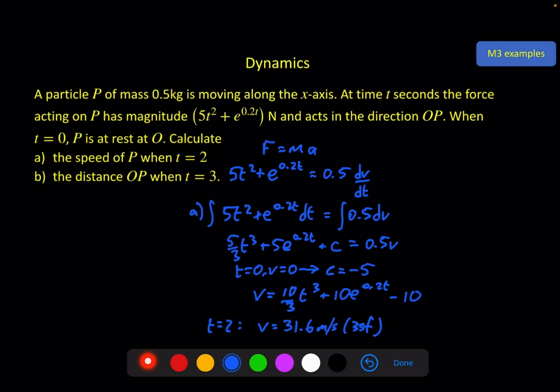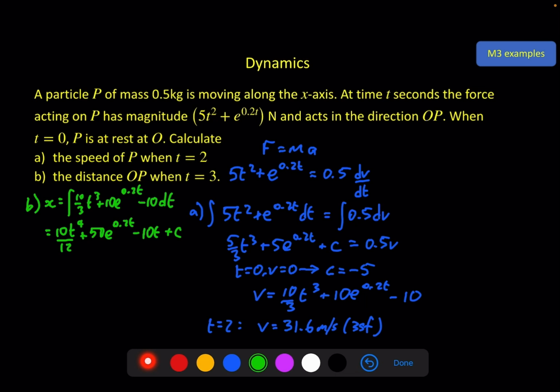Part B, we need the distance OP when t is equal to 3. So now if I want a distance, I can remember that v is equal to dx by dt and integrate again. So for part B, we have x is equal to the integral of 10 over 3 t cubed plus 10e to the 0.2t minus 10 dt. And that gives me 10 t to the 4 over 12 plus 50e to the 0.2t minus 10t plus c.